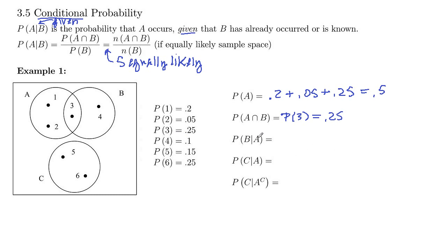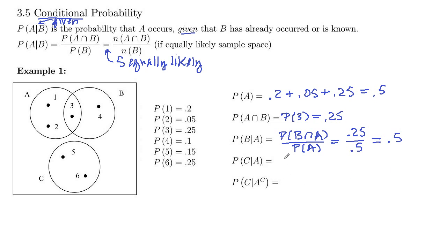Probability of B given A. So by definition, this is going to be the probability of the intersection B and A divided by the probability of the given event, probability of A. So B and A is the same as A and B, that's 0.25. And then probability of A is 0.5 right here. So 0.25 divided by 0.5 is 1/2 or 0.5. So that conditional probability is 0.5.